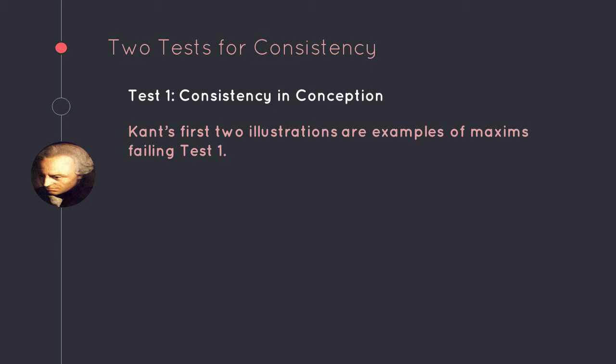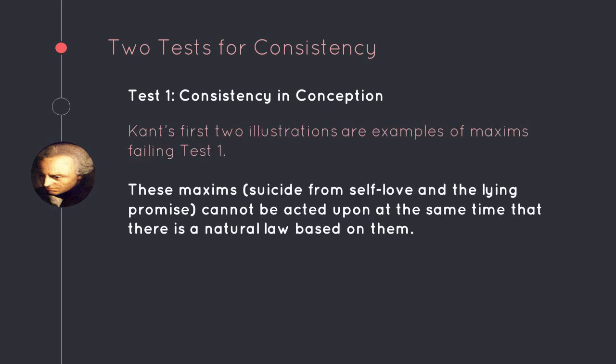So he gives us an example of someone considering suicide from what he calls self-love, what we might just call self-interest. And he gives us someone considering making a lying promise, that is, making a promise that he doesn't intend upon keeping. Those maxims fail the first test, and so they're immoral. We cannot adopt them because they cannot be acted upon at the same time that there is a natural law based upon them.